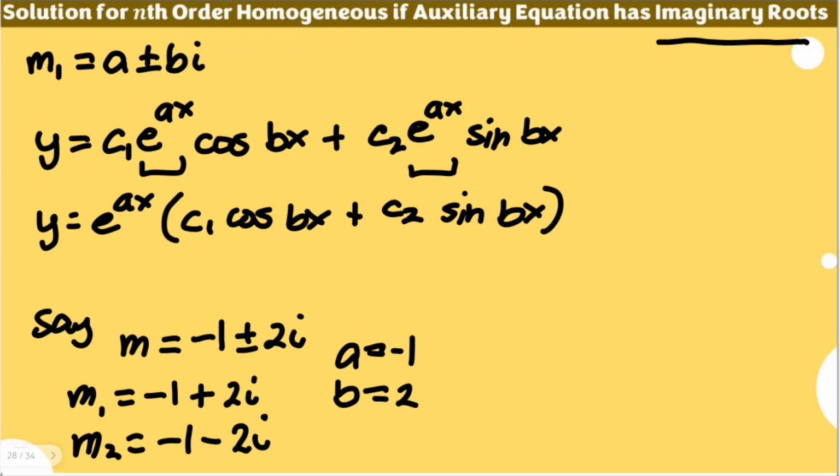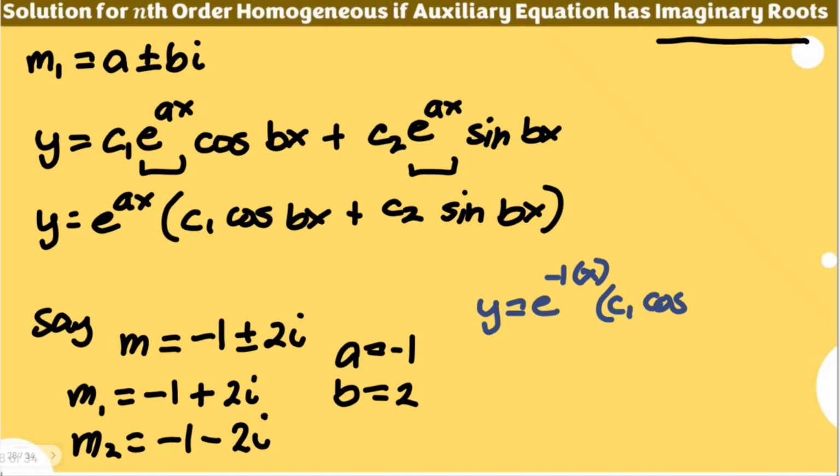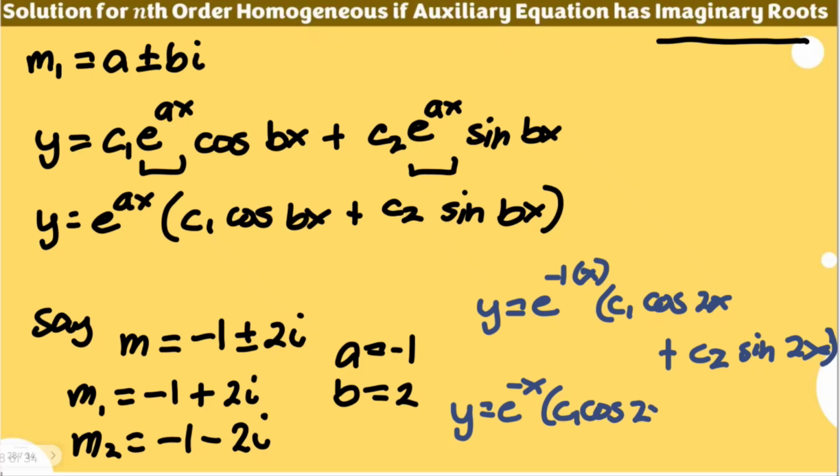For this specific example, our solution will be written in this manner: y is equal to e to the power of negative 1 times x, that's your a, times c sub 1, any constant, cosine of 2x, that's your b, plus c sub 2 sine of 2x. Or basically, the final form is e to the power of negative x, times c sub 1 cosine of 2x plus c sub 2 sine of 2x.